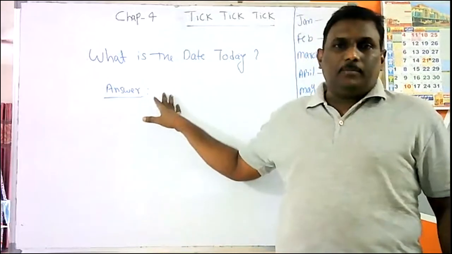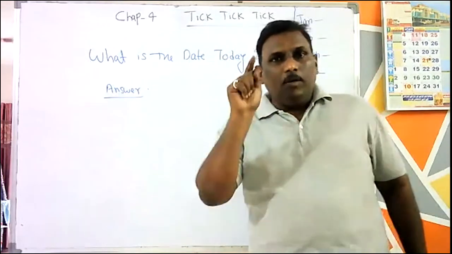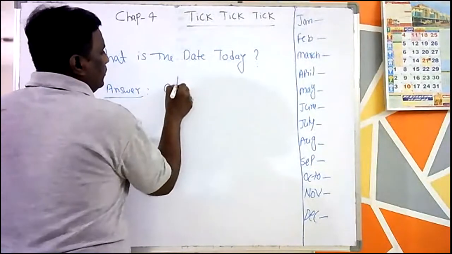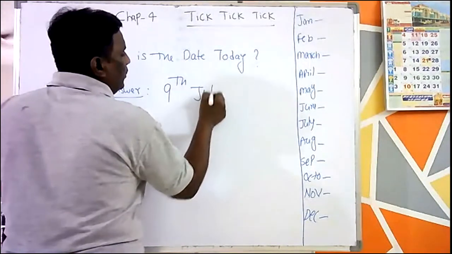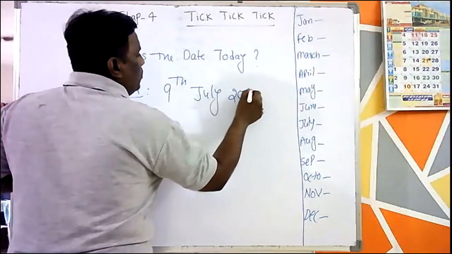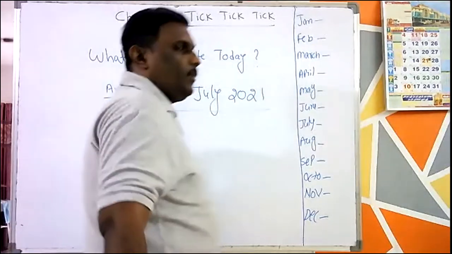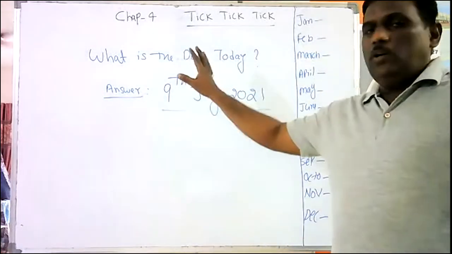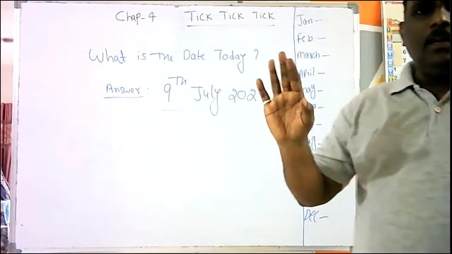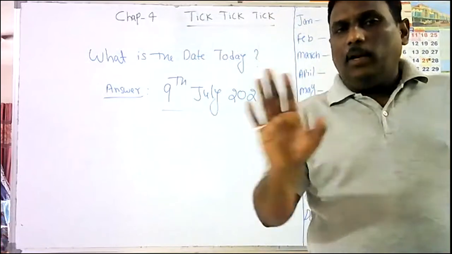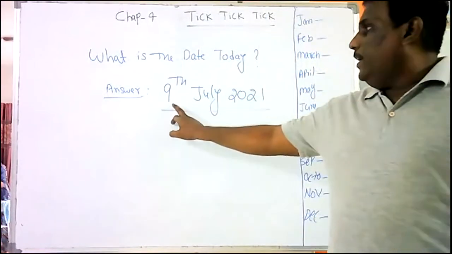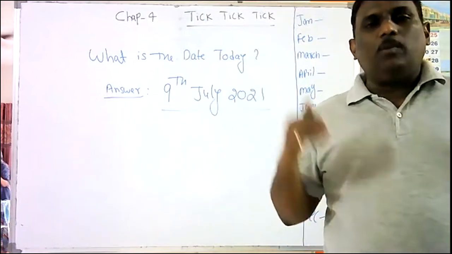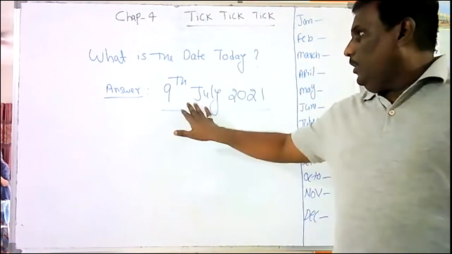What is the date today? Today's date. 9th July 2021. Don't write anything. When I say write, then all, otherwise just listen. Today's date is 9th July 2021. Yesterday it was 8th July, tomorrow 10th July. We know this. So this is the date.